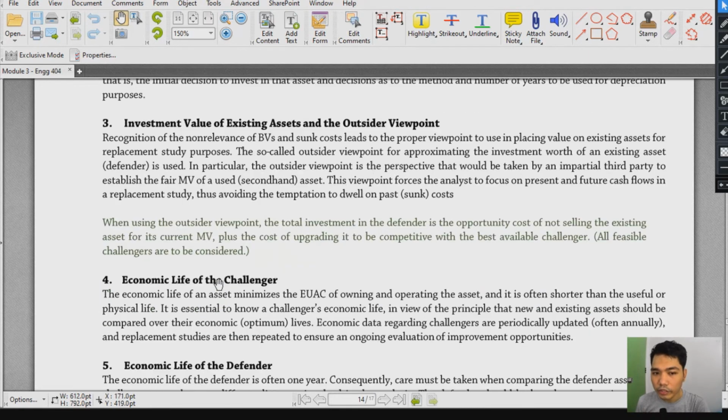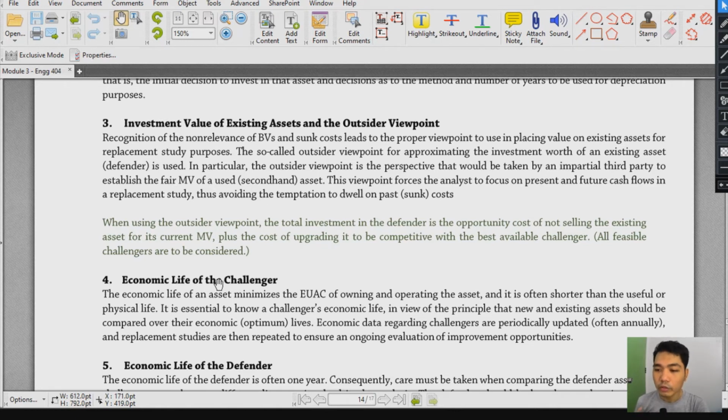viewpoint. So when using the outsider's viewpoint, the total investment in the defender is the opportunity cost of not selling the existing asset for its current market value plus the cost of upgrading. Syempre kung meron siyang upgrade, it has to be competitive with the best available challenger. And of course, all feasible challengers are to be considered.